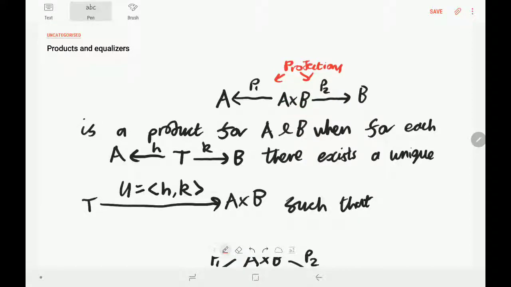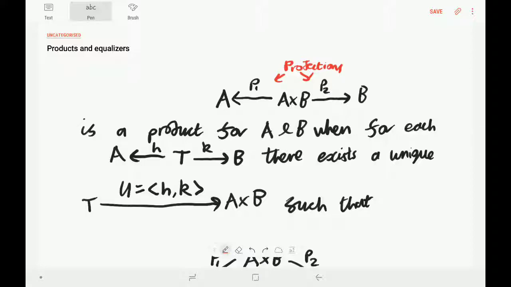Okay, so now I'm going to start going through notes on chapter 2 of Elementary Categories, Elementary Toposes by Colin McLarty. So we're going to start by talking about categorical products.